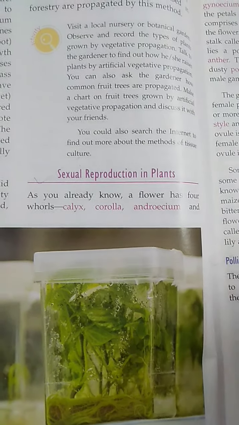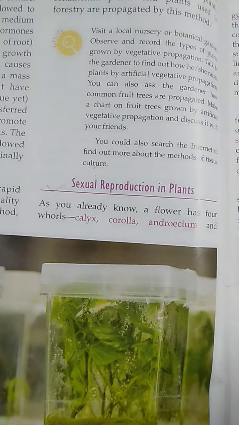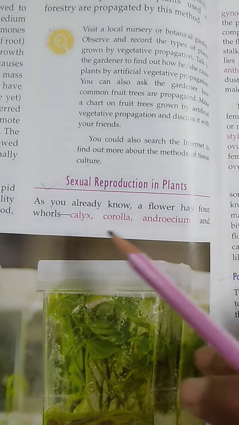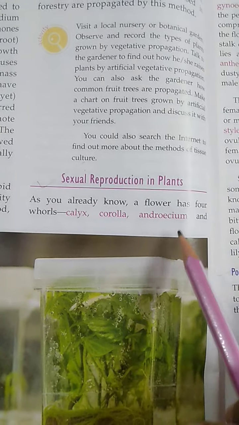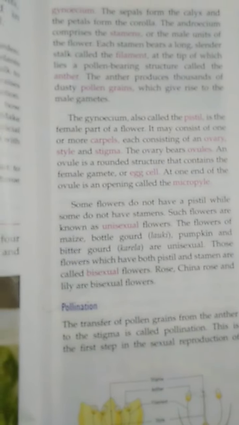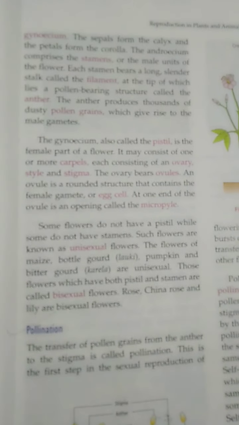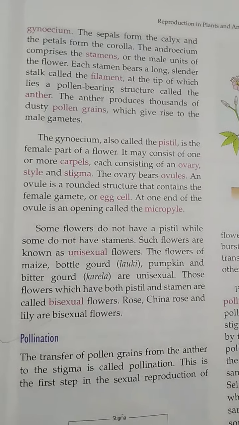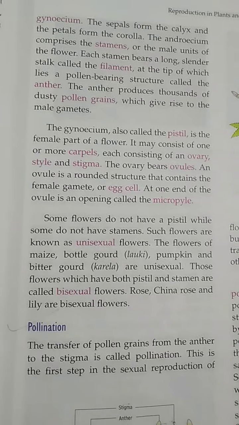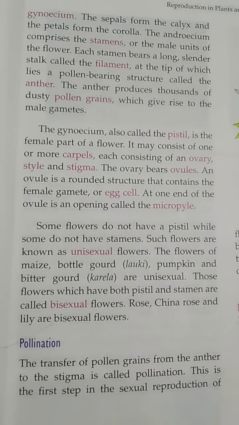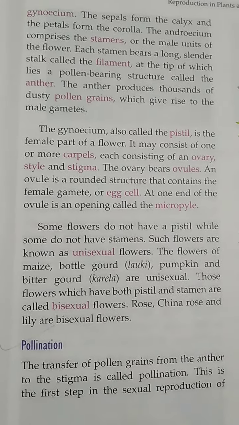Now a flower has four main whorls. The first one is called calyx, then corolla, androecium and gynoecium. Now these sepals are the outermost whorl of the flower and are green in color, and they form the calyx part of the flower. Now petals are the attractive colored portion of the flower and they form the corolla portion of the flower.